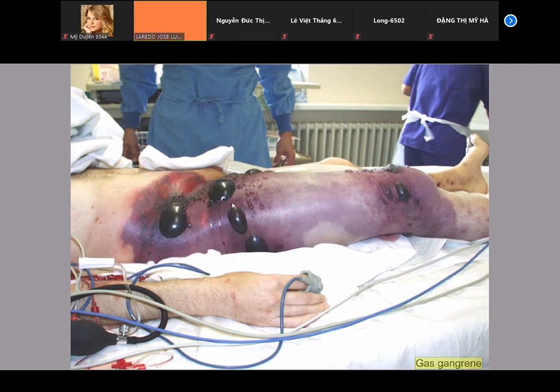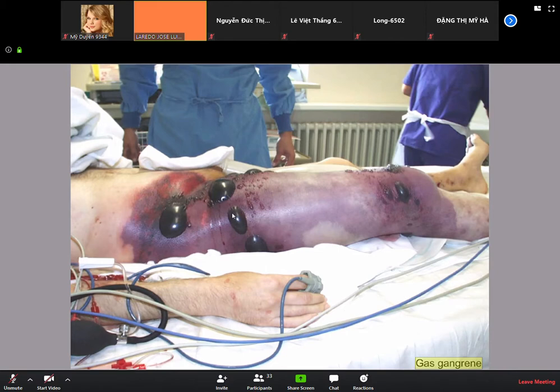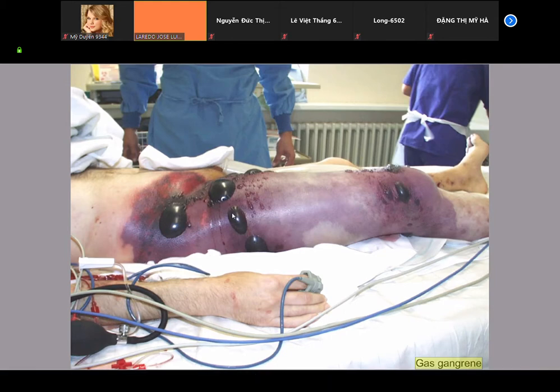These bubbles are produced because Clostridium is anaerobic, and during the metabolism of anaerobic bacteria, a lot of gas is produced. For example, hydrogen, carbon dioxide. So diseases related with anaerobic bacteria, not only Clostridium, may show bubbles of gas like this one. Okay? This is a typical patient with gas gangrene, very severe. Possibly this patient will lose his leg. Some patients die.